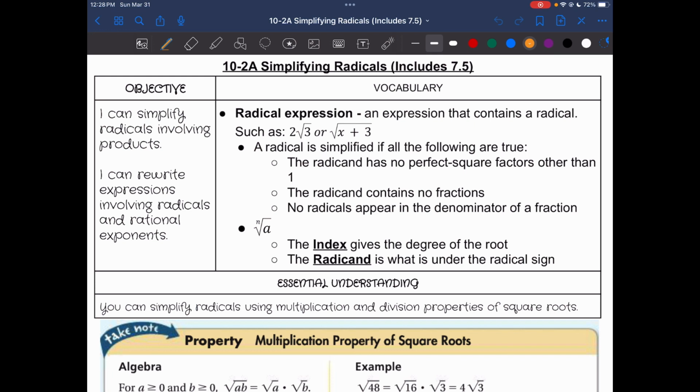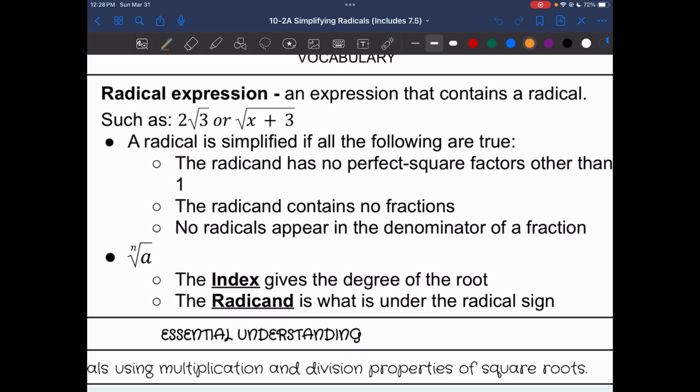For this lesson, we are also going to be including parts from lesson 7.5, which we skipped way back in January. Our goals today: we're going to simplify radicals involving products, and we are going to rewrite expressions involving radicals and rational exponents. So let's start with our vocabulary today.